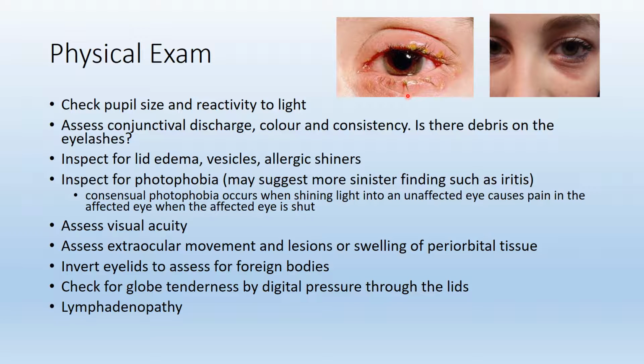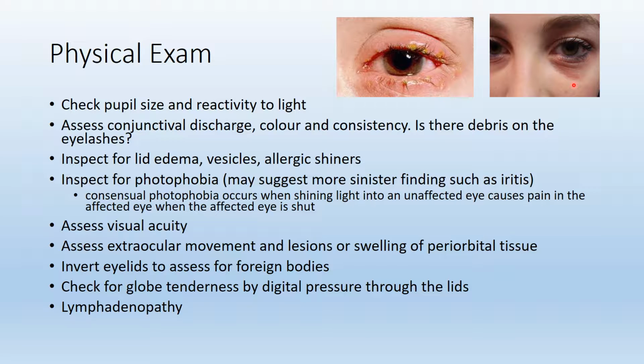You also want to inspect the lids for edema, any vesicles, or allergic shiners. Here's a picture of an allergic shiner, and it looks like bruising around the eye that is associated with chronic allergies. You also want to inspect for photophobia. As I mentioned, that could be a more sinister finding, as well as visual acuity, so that would be with the Snellen eye chart, for example. You also want to assess extraocular movement. Note whether there are any lesions or swelling in the periorbital tissue.